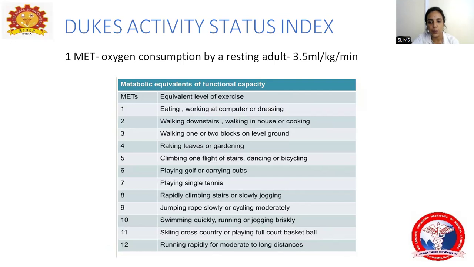5 is climbing 1 flight of stairs or bicycling. And 6 is playing golf, carrying clubs. And 7 is playing singles tennis. 8 being rapidly climbing stairs or slowly jogging. 9 being jumping rope slowly, cycling. And 10 being swimming, running, jogging, and skiing, running rapidly. This all comes under 11 and 12.